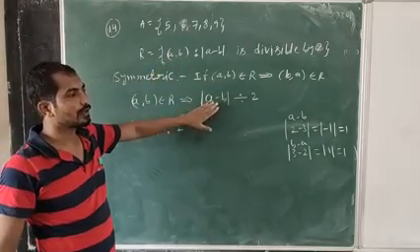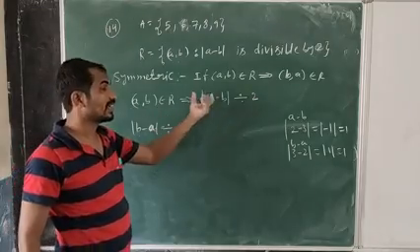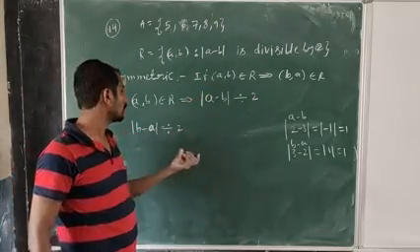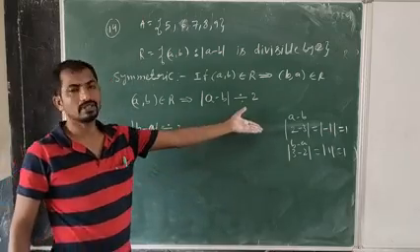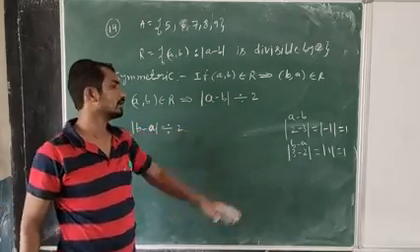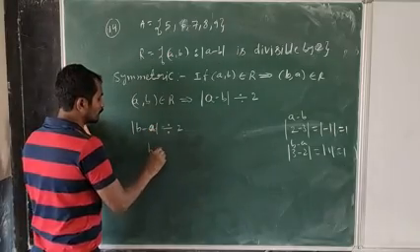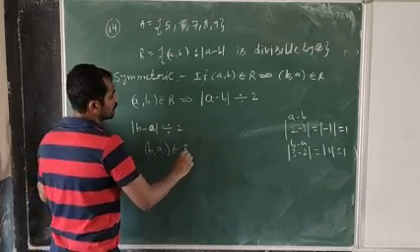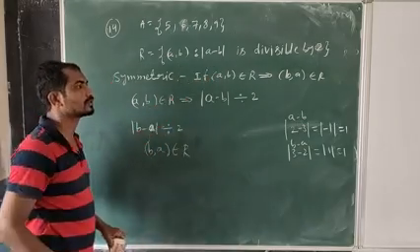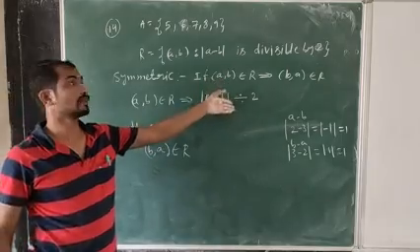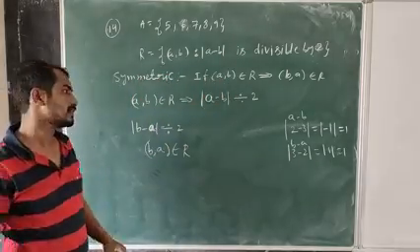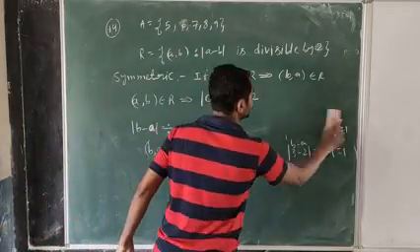If mod of a minus b is divisible by 2, then mod b minus a will also be divisible by 2. That's the given explanation. So, (b, a) belongs to R. We took (a, b) belongs to R and proved (b, a) belongs to R. Therefore it is symmetric. Symmetric is completed.